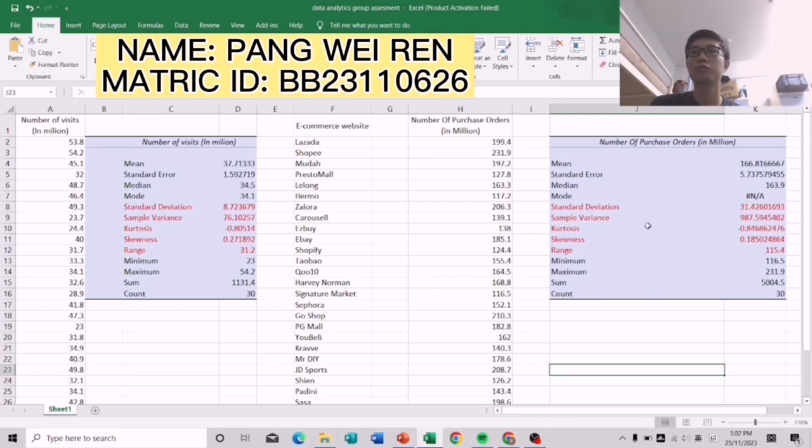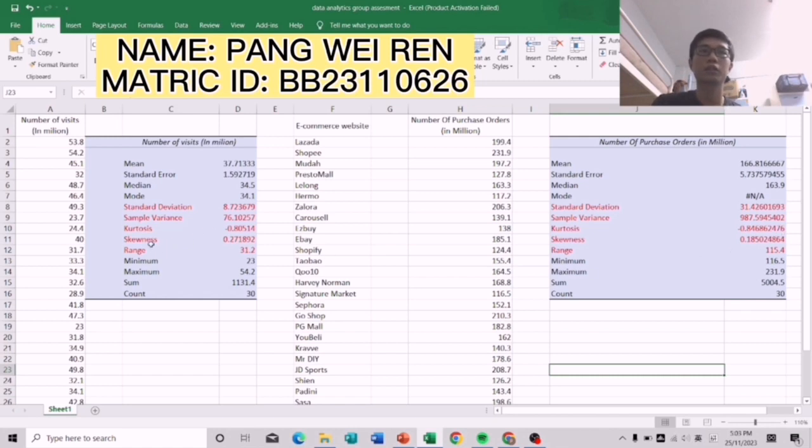Well, the sample variance for the number of purchase orders is 987.594542. The kurtosis for the number of visits is negative 0.80514. Then the kurtosis for the number of purchase orders is negative 0.846862476.